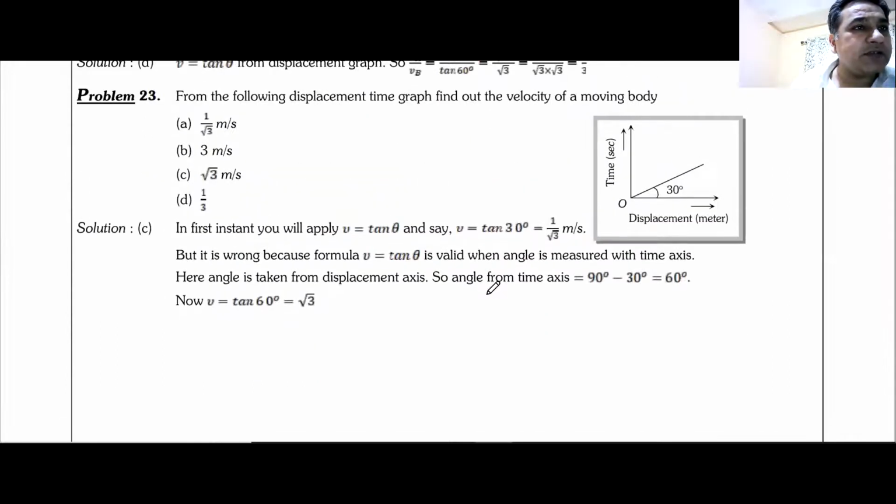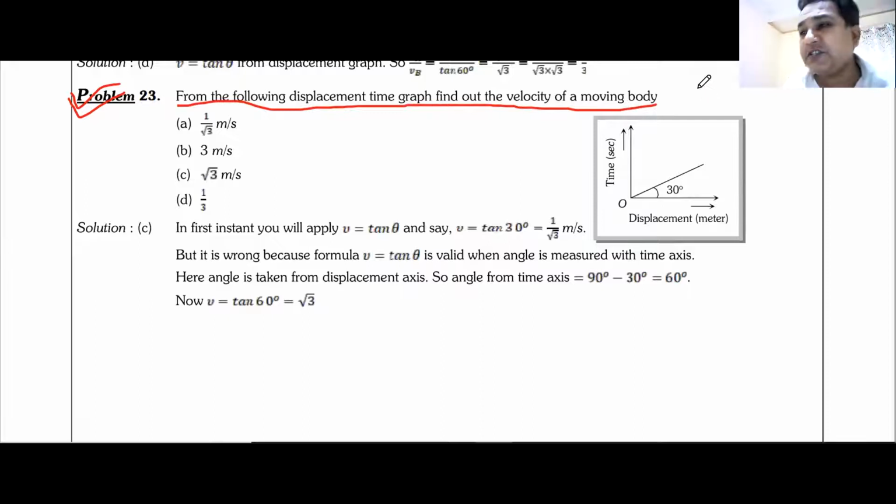I can ask you this one, problem number 23. From the following displacement time graph, as I told you, beta, they will always call it a displacement time graph, but don't get confused. It is a position time graph. From the following displacement time graph or position time graph, find out the velocity of the particle.